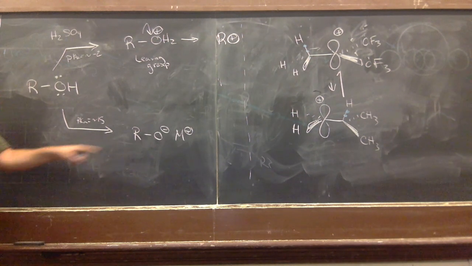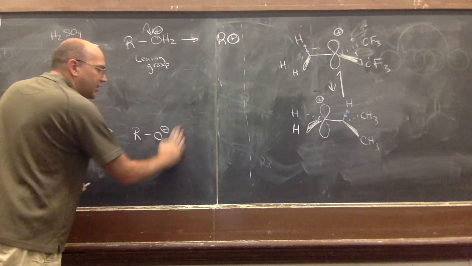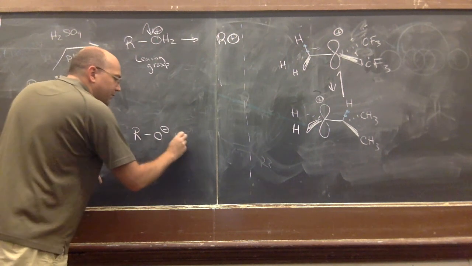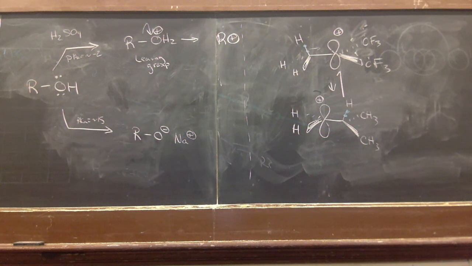So in general, there are a couple of different ways that we can generate alkoxides. If you wanted to generate an alkoxide, the one that you'll see in the book mostly is the sodium-based one. That's probably one that you're comfortable with, because sodium methoxide or sodium hydroxide is something that you see.